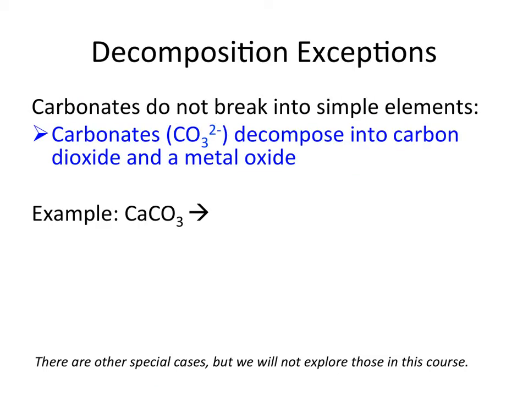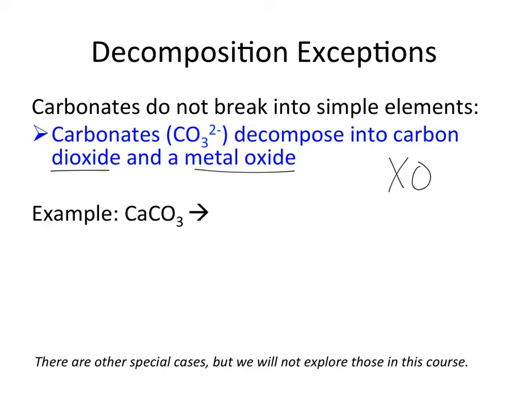Now, some of the exceptions for decomposition are carbonates, and these don't break up the way that we think they are. They actually break up in a different format. They break up into carbon dioxide and a metal oxide. So metal oxide is just some kind of metal with some oxygen. Now again, you have to use your ionic rules to create this formula.